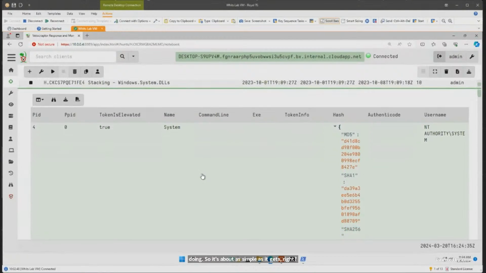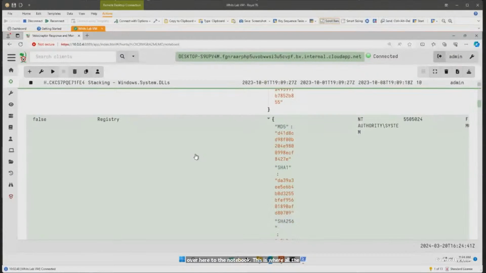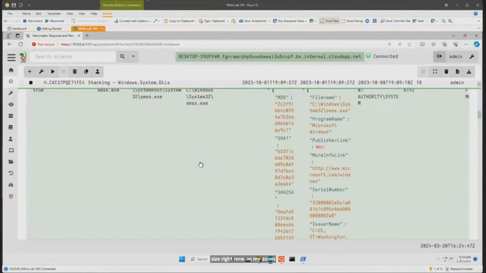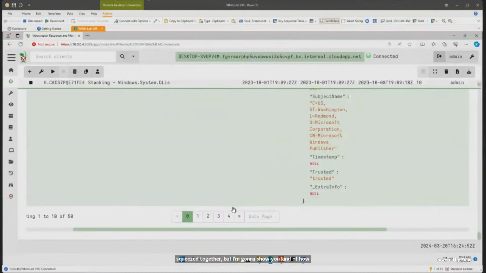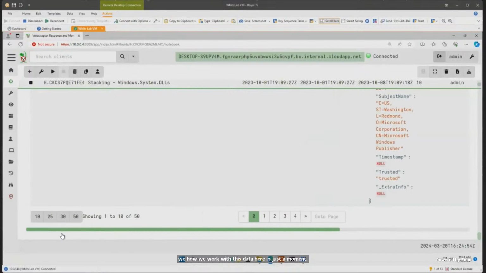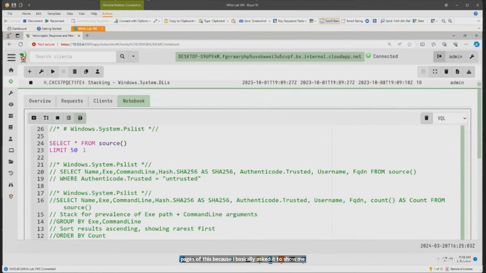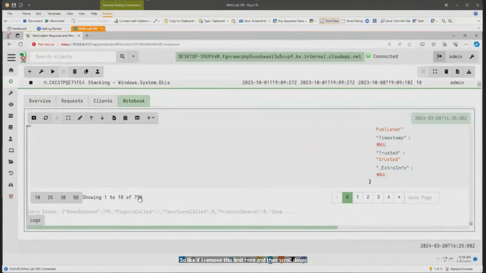So when I cruise over here to the notebook, this is where all the results for this hunt come back, which with my font size right now, my zoom level, it's a little painful to look at because the columns are kind of squeezed together, but I'm going to show you how we work with this data in just a moment. What I really want to show you though, if I scroll down to the bottom here, is there's many pages of this, because I basically asked it to show me every running process on 10 different systems. So if I remove this limit here and then scroll down to the bottom, you can see the total number of results. It's just under 800. So there's just under 800 processes running on all these systems.